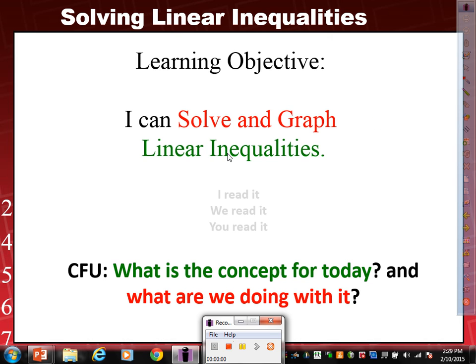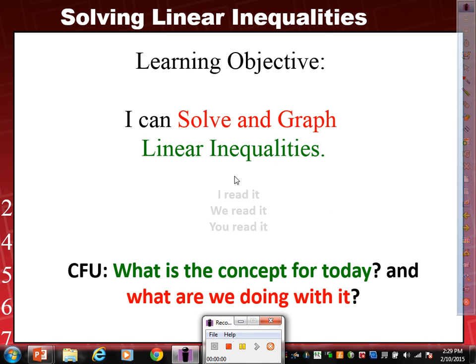Alright, so our objective for today: I can solve and graph linear inequalities. Let's read it together. 1, 2, 3. I can solve and graph linear inequalities. Read it again. 1, 2, 3. One more time. 1, 2, 3.